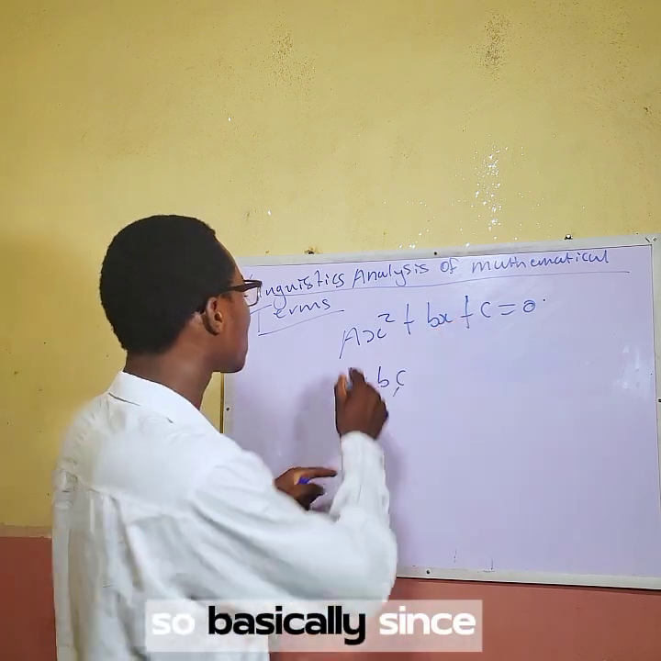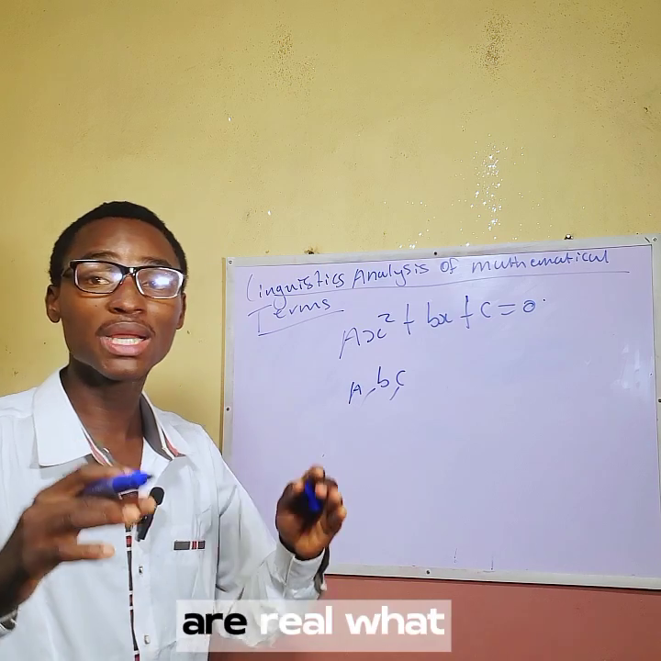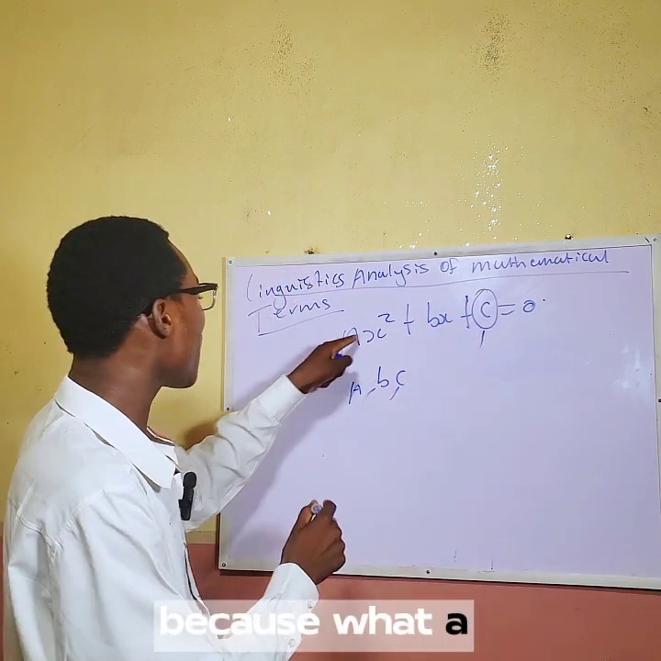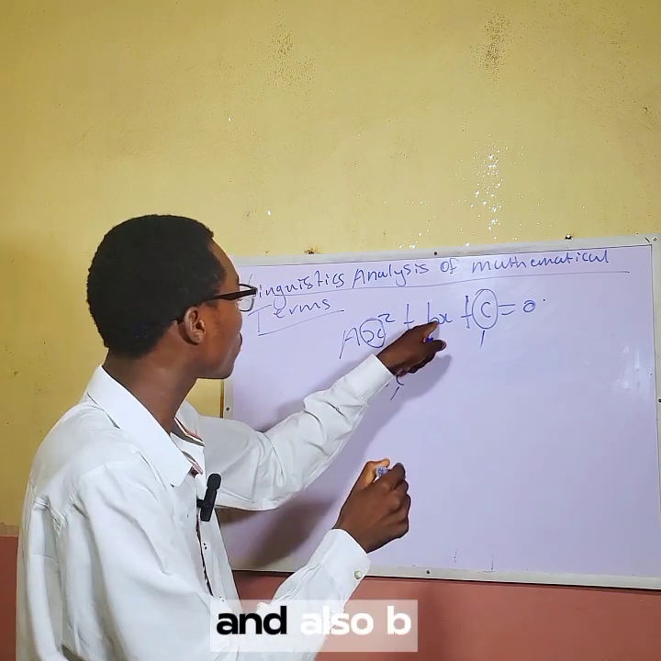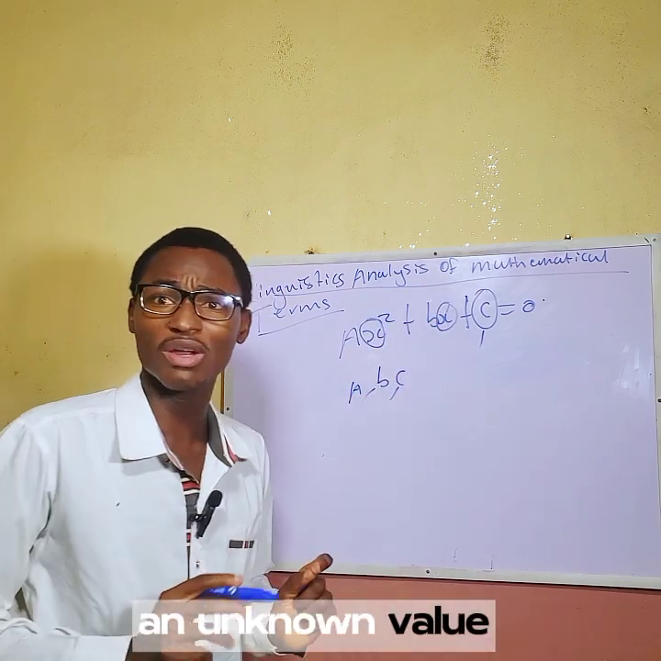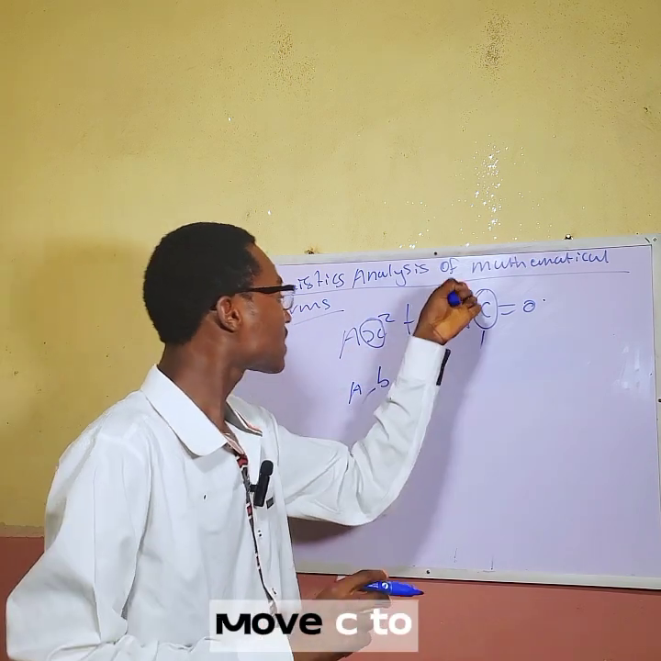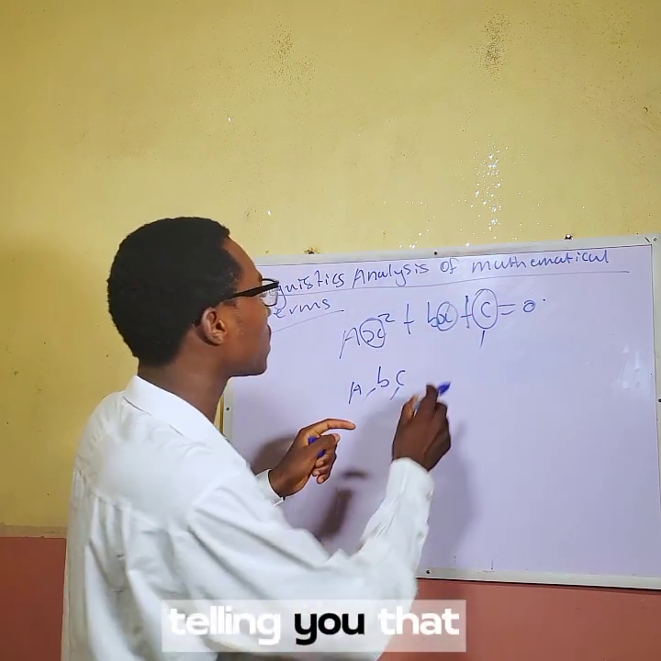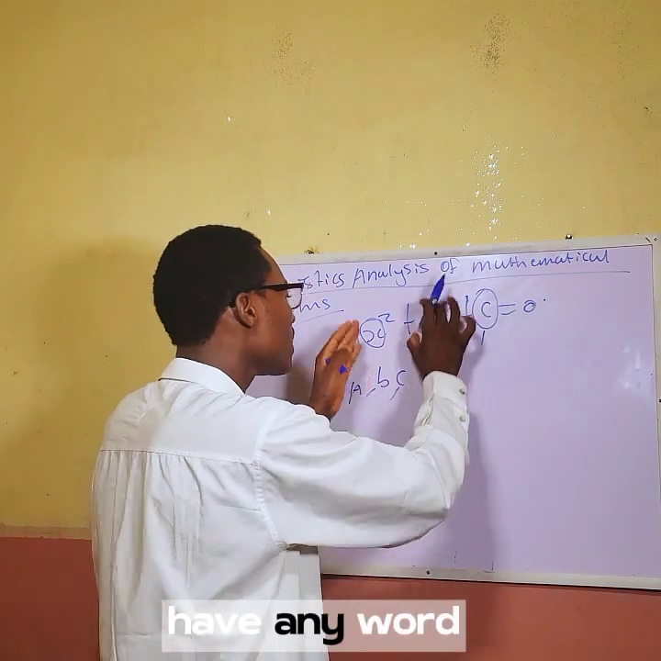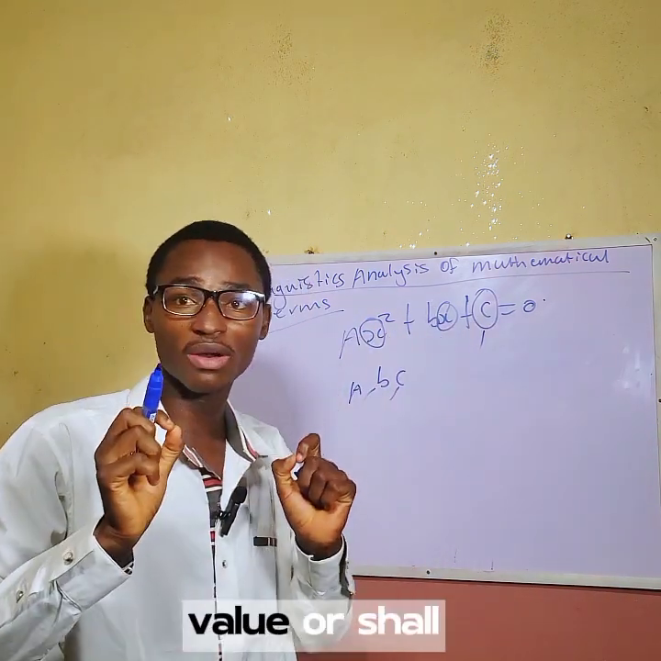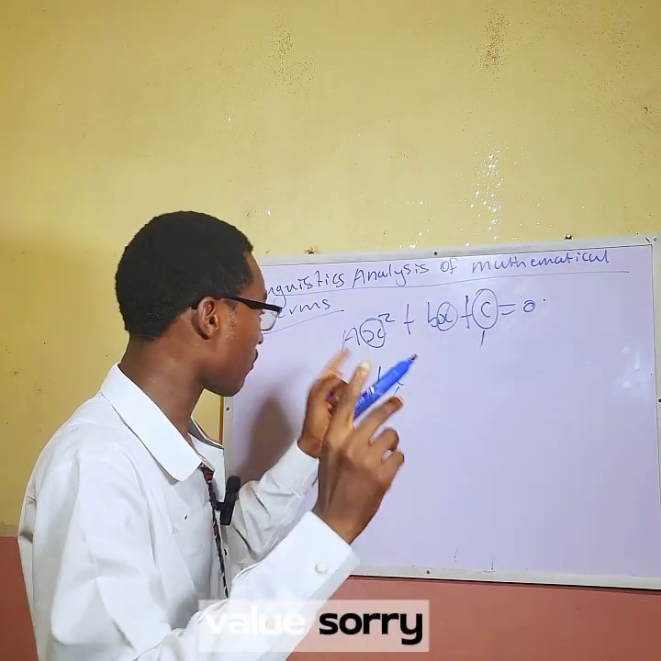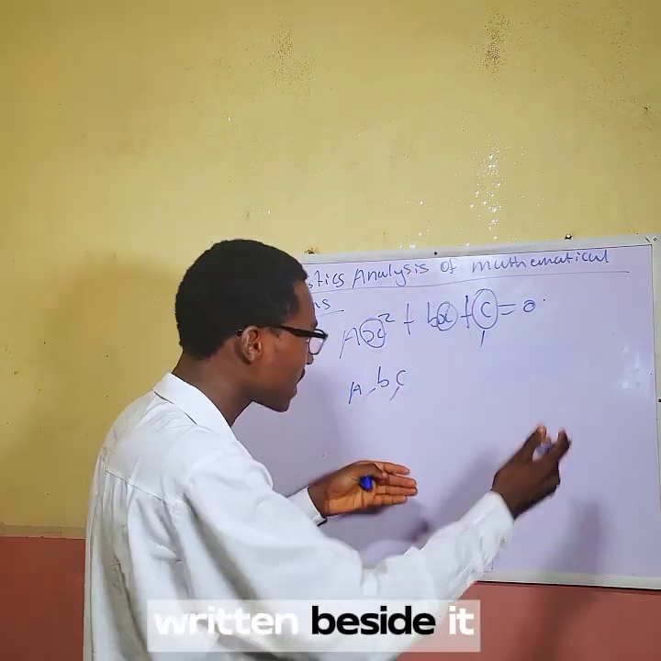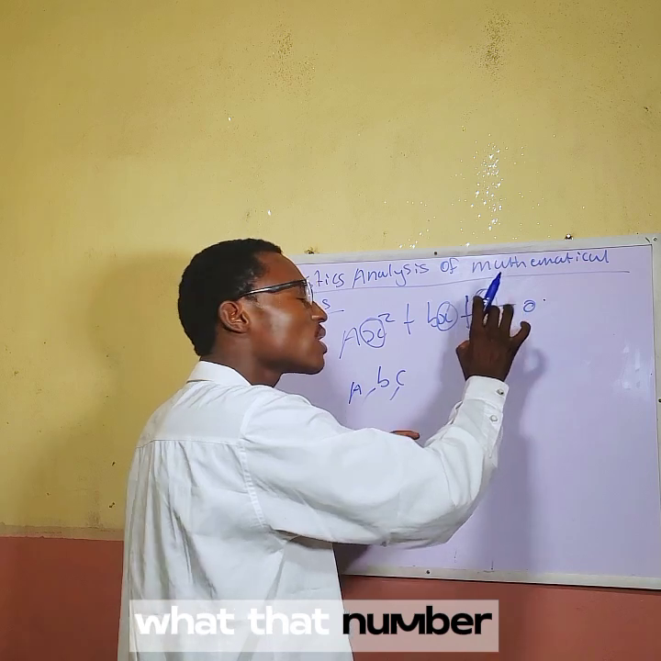So basically, since a, b, c are real numbers, c is the constant, because ax squared contains an unknown value, and bx also contains an unknown value. Then when you are asked to move c to the right hand side, we are basically telling you that the number that does not have any alphabetic value, that is the unknown, it can be gamma, theta, whatsoever written beside it, that number is what we call a constant in mathematics.